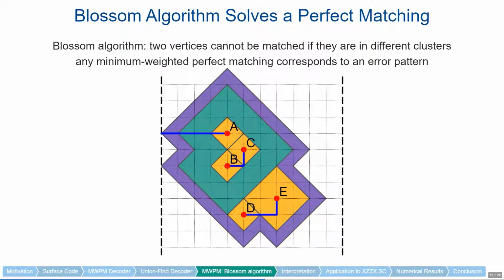The blossom algorithm returns a minimum weight perfect matching. It will only match vertices inside each cluster. We can use the concept of cluster here as well. After taking the result from the blossom algorithm, the MWPM decoder will generate an error pattern corresponding to this perfect matching.